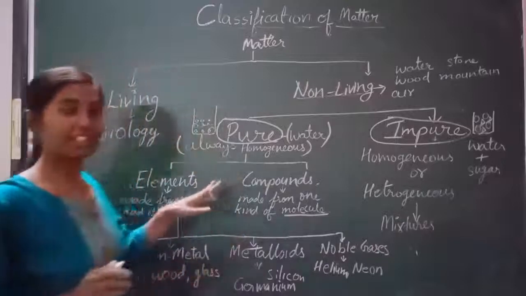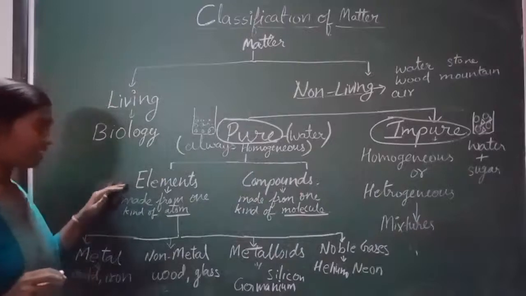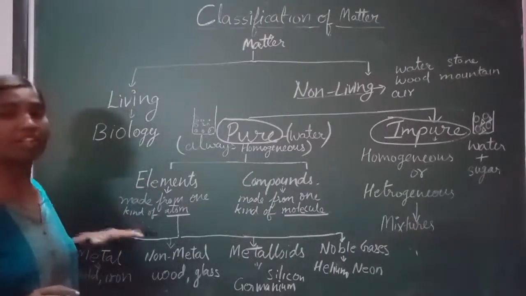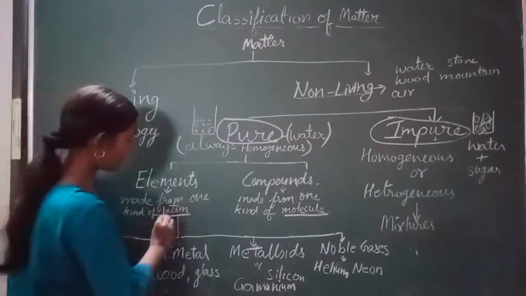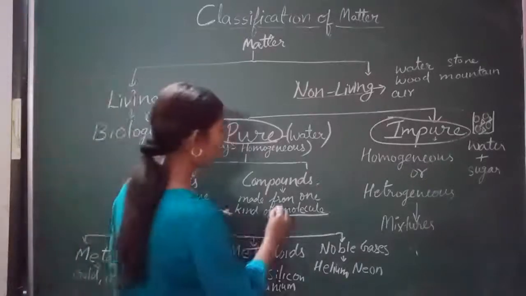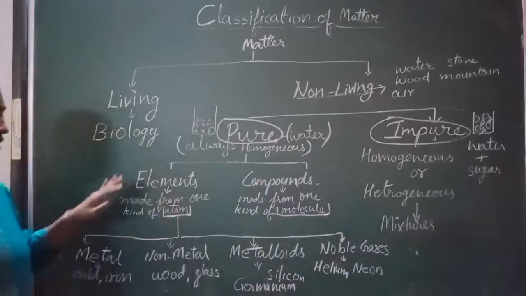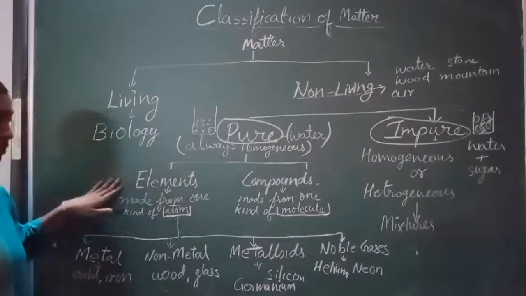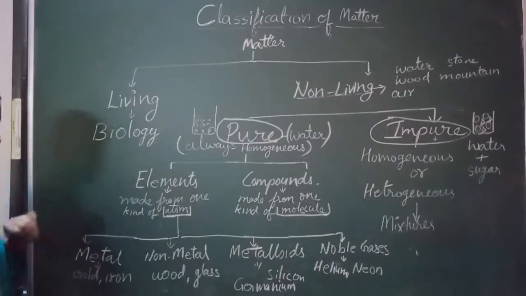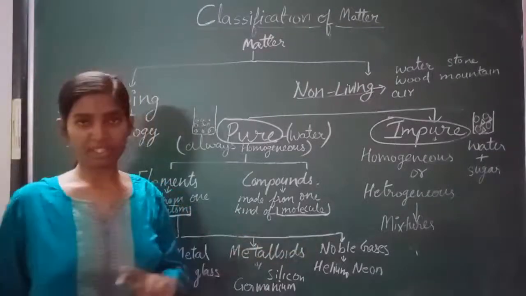This pure again it can be divided into two categories, elements and compounds. Elements, how can we define these elements? Elements are those things which consist same kind of atom. Remember, which consist same kind of atoms are known as element, which consist same type of molecule are known as compounds. So in this way we have classified pure substance into two categories. Again, these elements are divided into four categories: metal, non-metal, metalloids and noble gases.